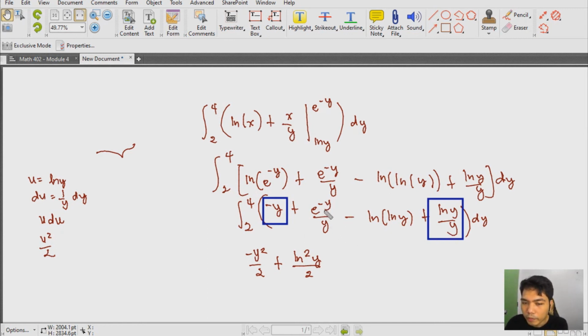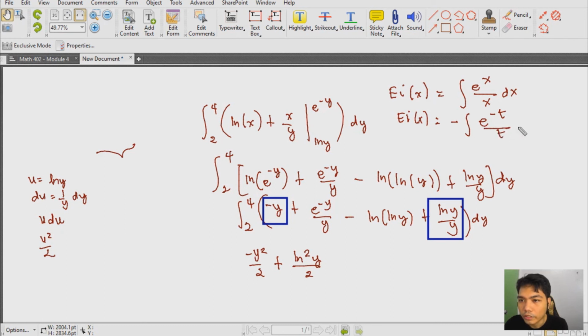So with this, ano ba yung e raised to negative y over y? Okay, so remember, sabi sa atin, if you have Ei of x, that is equal to the integral of e to the x over x dx. Okay, and the general expression comes from Ei of x, that is equal to the negative of the integral of e raised to negative t over t dt.